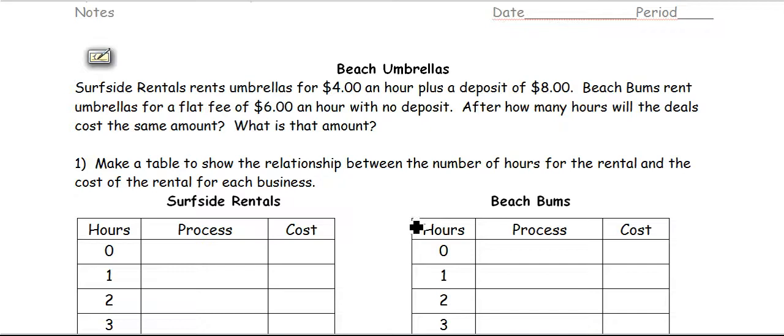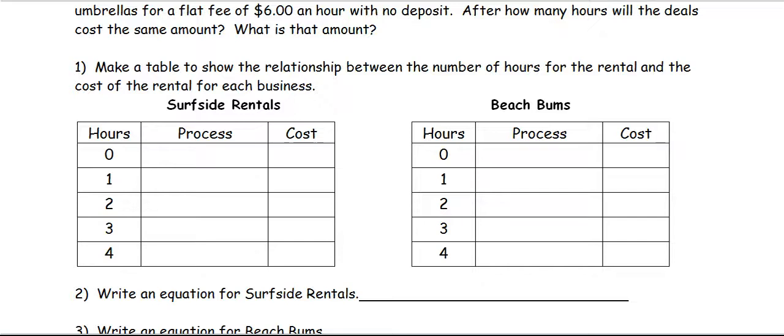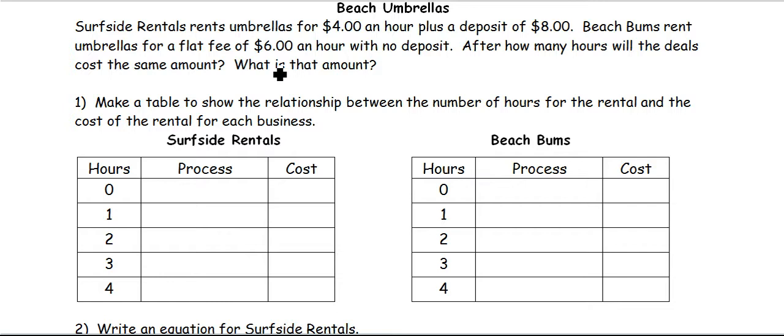Apparently they have different schemes for charging, and we need to figure out when they're going to be the same. So for the first one, Surfside Rentals charges $4 an hour plus a deposit. So we're going to have our deposit here plus 4 times the number of hours. So 8 plus 4 times 0 is $8, and you've all done this before. So I want you to go ahead and fill this out, and I'm going to do the same.